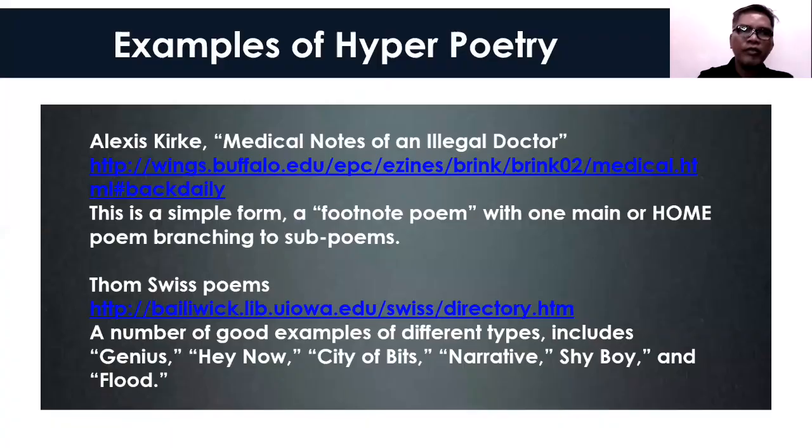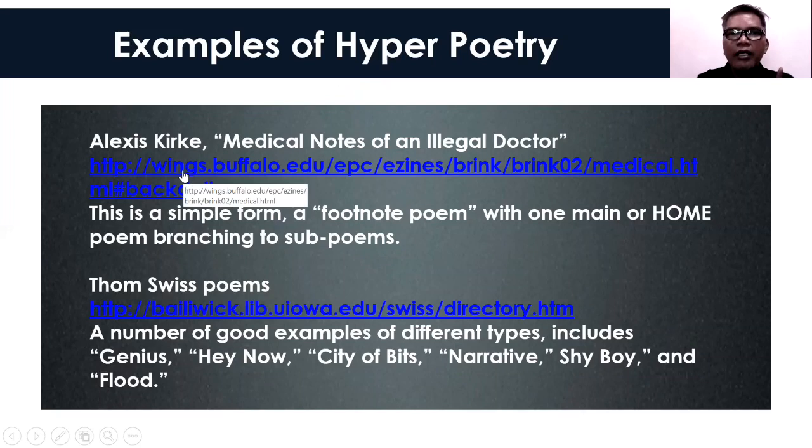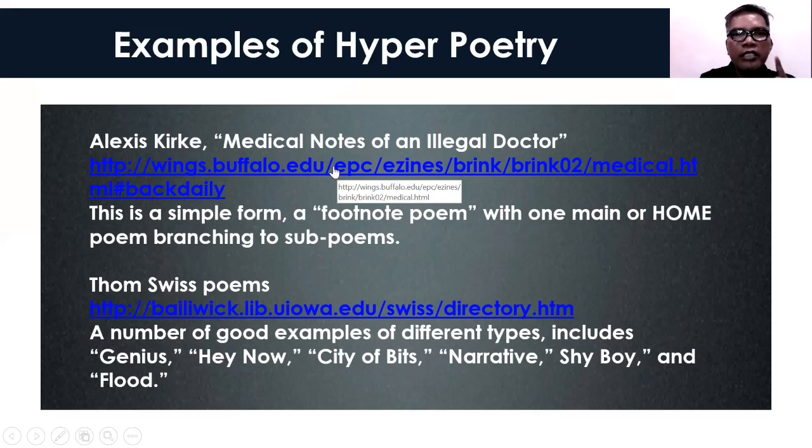Look at this example. The title of the poem is Medical Notes of an Illegal Doctor by Alexis Kirkwood. If you are going to click this link, you are going to read subpoems under this link related to the poem written by Alexis Kirkwood. This is a simple form, a footnote poem with one main or home poem branching to sub poems. If you click this link, you will read some other poems or sub poems related to the poem written by Alexis Kirkwood.